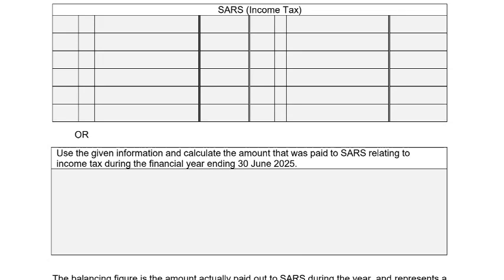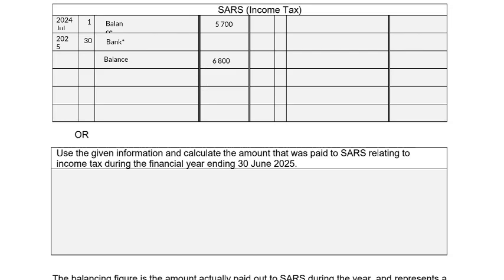SARS income tax, our opening balance 2024, July the 1st. We have our balance brought forward of 5,700 Rand. Then on 2025 June the 30th, our bank will be our balancing figure, and that will represent the amount paid. And then our balance carried forward for the next year is 6,800 Rand.